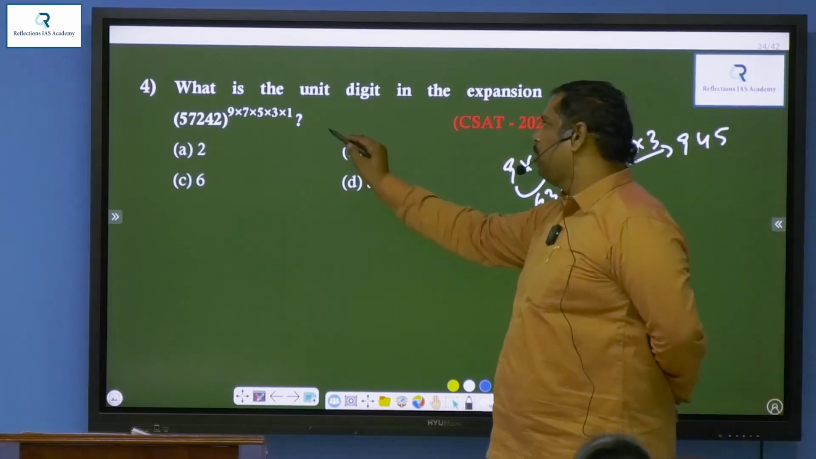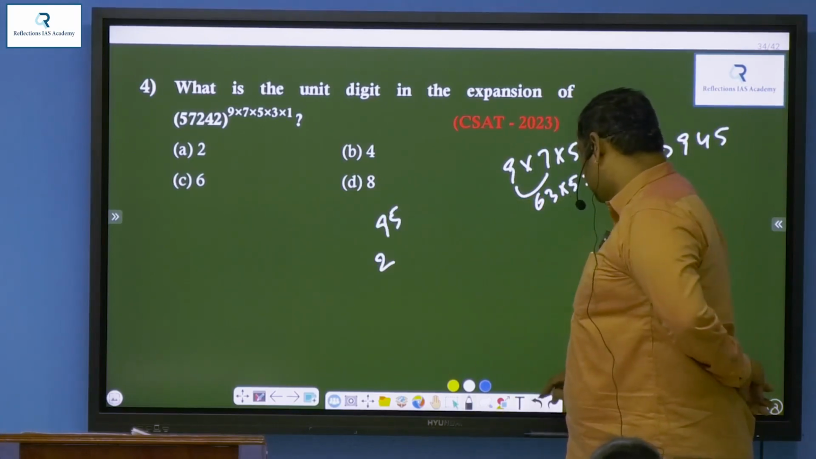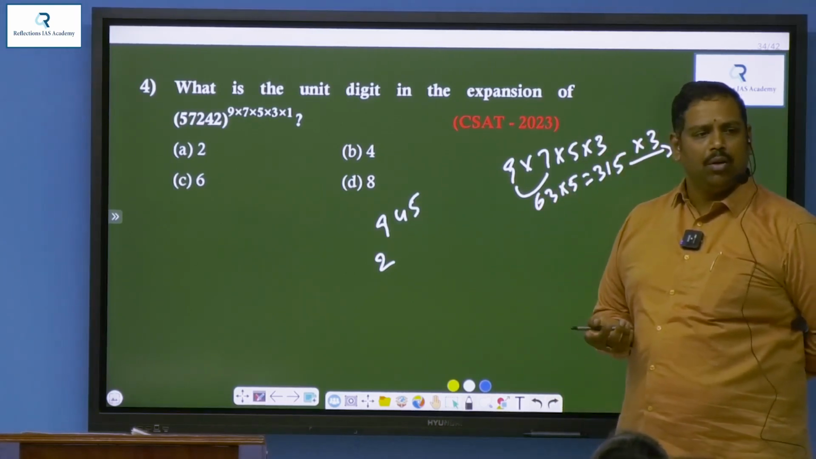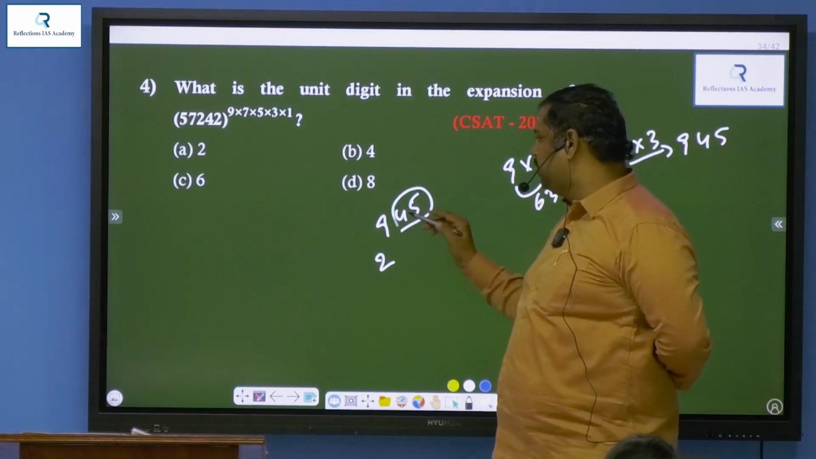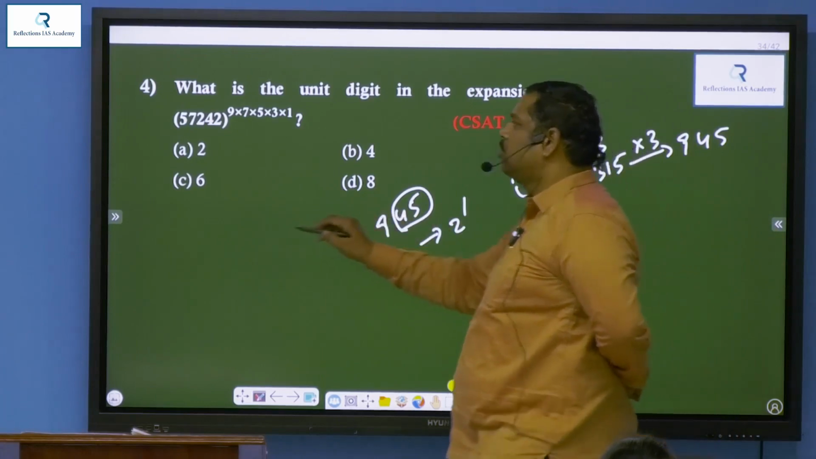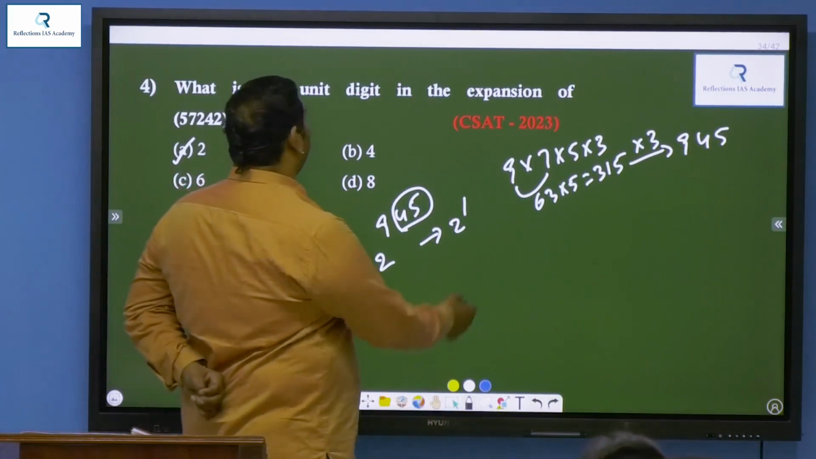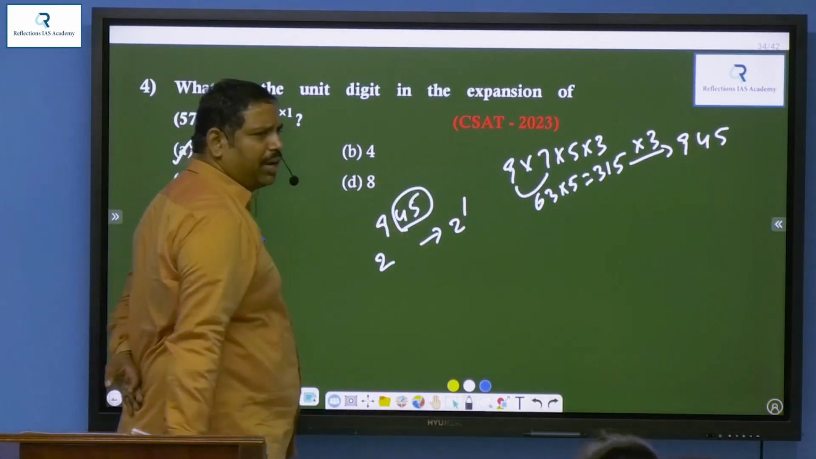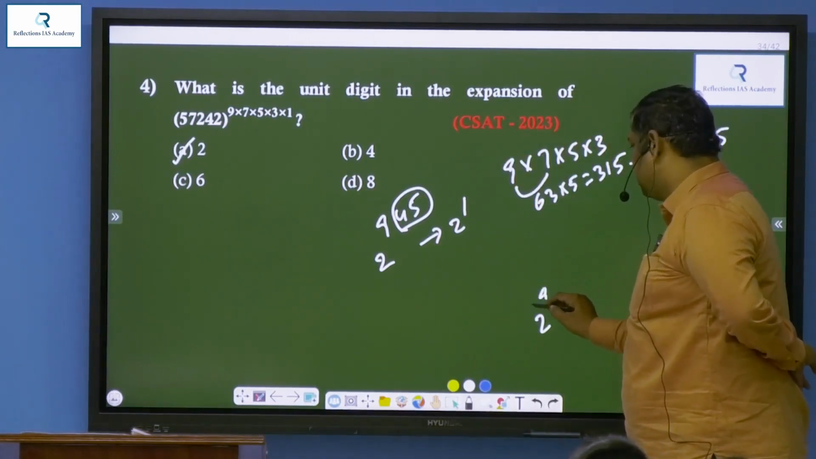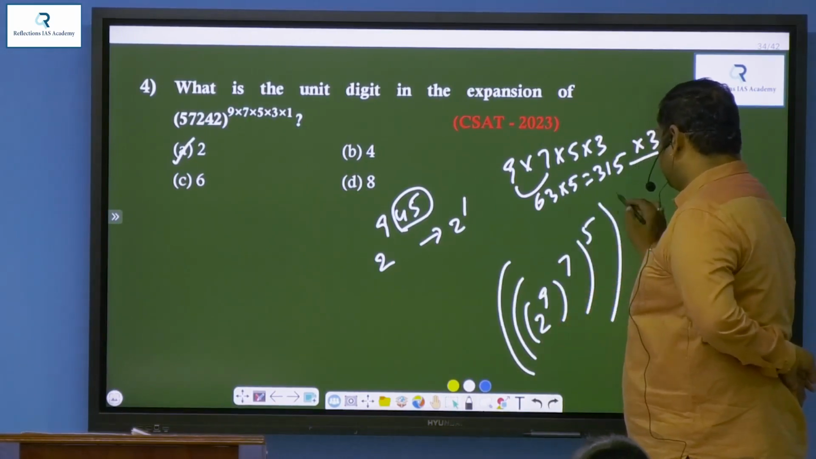One way of doing the problem: units place is asked, so 2 power 945. Here the base is 2, so periodicity is how much? 4. Four means what should I do? Only consider the last 2 digits of the power and divide by 4. 4 elevens are 44, remainder is 1. So 2 power 1. What is the answer? 2. This is one way of doing the problem. But if you feel comfortable, the other way to do it is 2 power 9 power 7 power 5 power 3. Can I write like this or not?